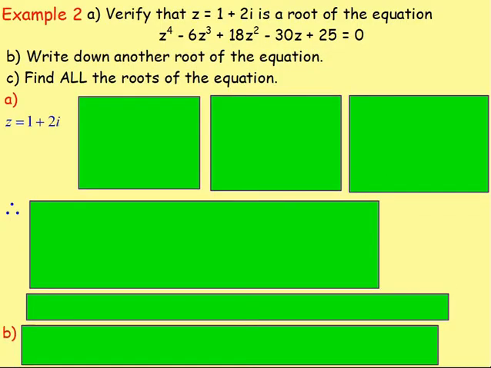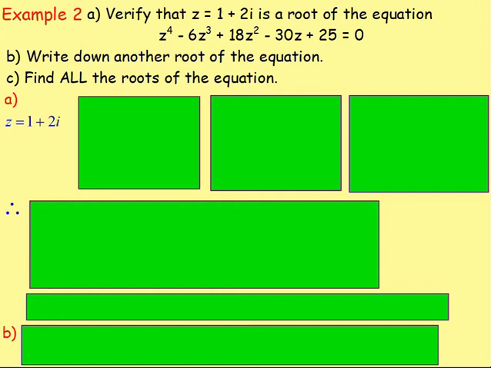Example 2, part A. Verify that z equals 1 plus 2i is a root of the equation z to the power of 4, take away 6z cubed, plus 18z squared, take away 30z, plus 25 equals 0. Part B, write down another root of the equation. And part C, find all the roots of the equation. They're spoiling us.